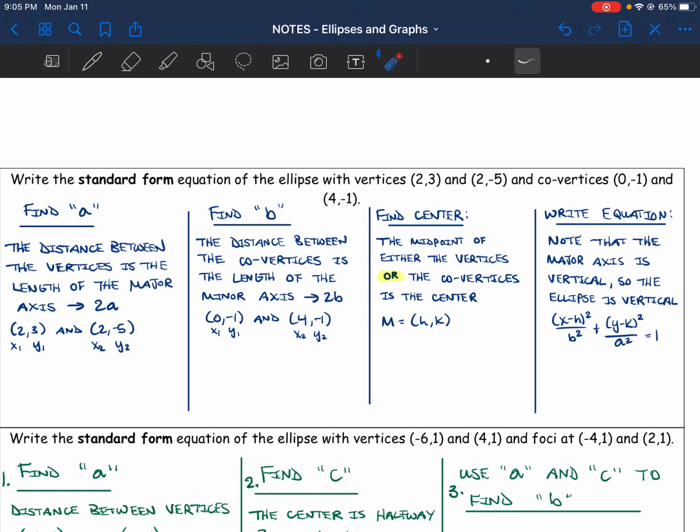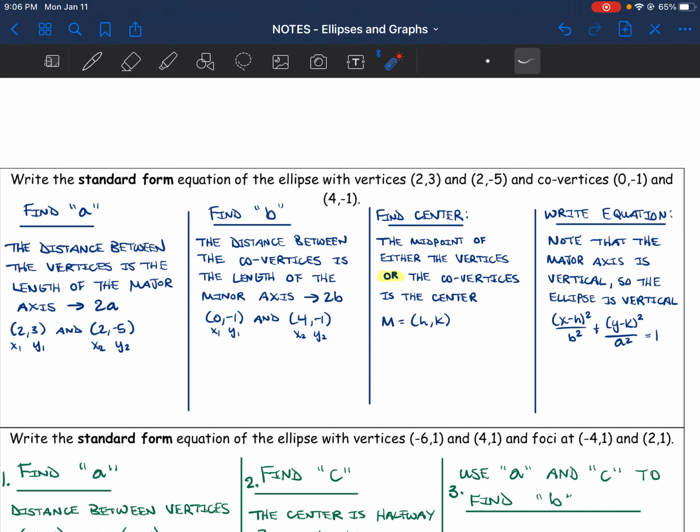A couple things stand out to me real quick. Number one is that, remember, the vertices fall on the major axis. And if you think about the points (2, 3) and (2, -5), the x value is staying the same. So 2, then 3 up, 2, then 5 down, meaning that the major axis is running vertically. So this is a vertical ellipse. That's the first thing to keep in mind, and that's going to be helpful because it's going to allow us to write the equation.